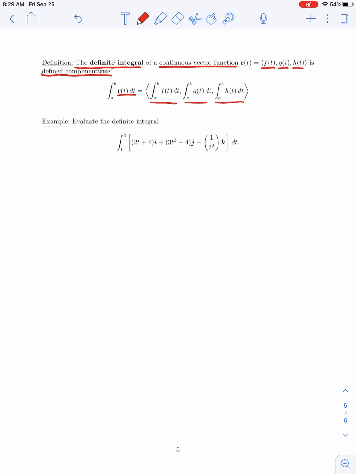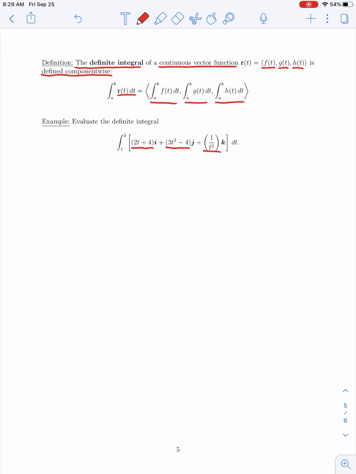So now that we have a way to evaluate definite integrals of these vector functions, which are defined component-wise, let's look at an example. Here we're asked to evaluate the definite integral from t equals 1 to 3 of the vector function whose i component, or first component, is 2t plus 4, whose j component is 3t squared minus 4, and whose k component is 1 over t squared.